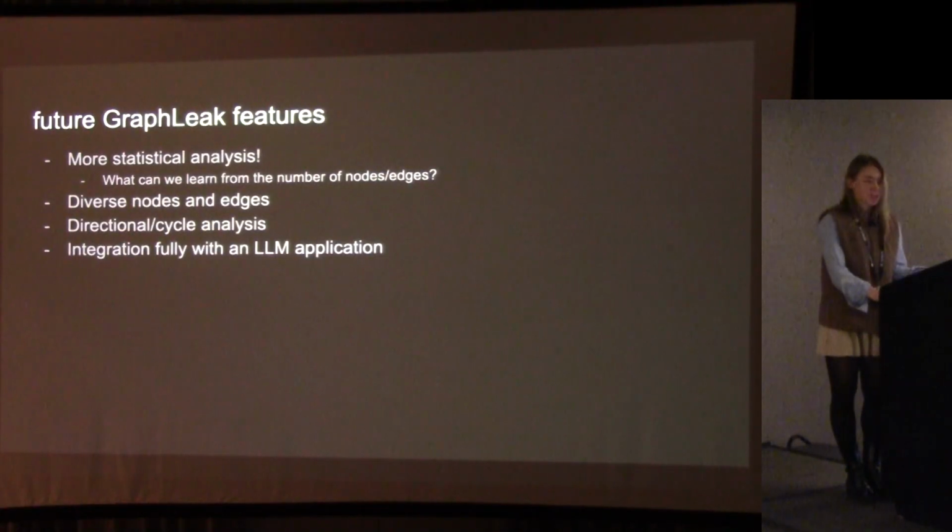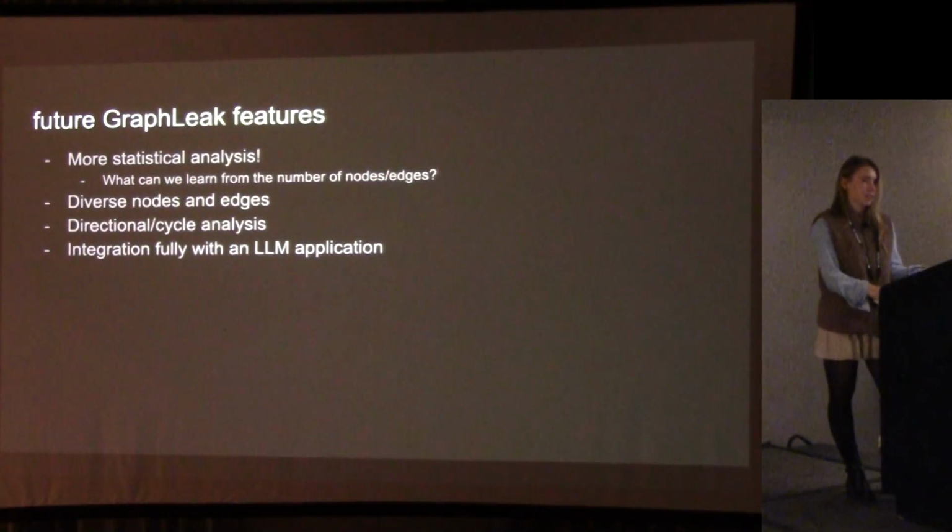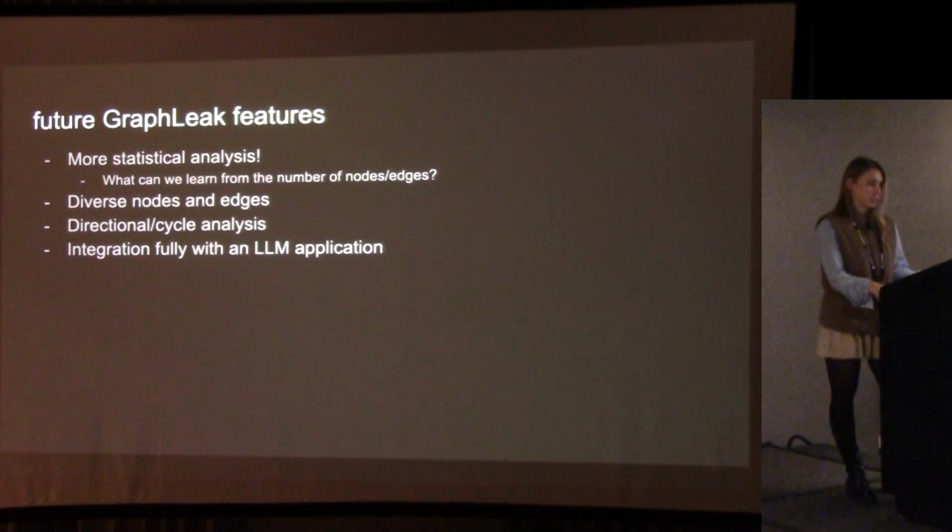Also, one of my favorite concepts in graph theory is cycles. So how can we implement cycles within graphs, and what do they tell us about the graph as a whole in terms of cycles and direction? And finally, I would like to integrate GraphLeak into a training model to truly show how an LLM can change over time from poisoning beyond a theoretical model.